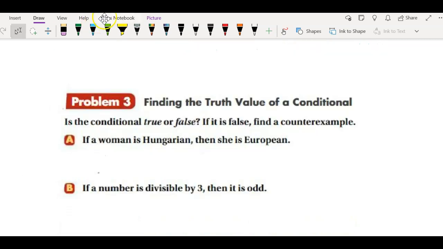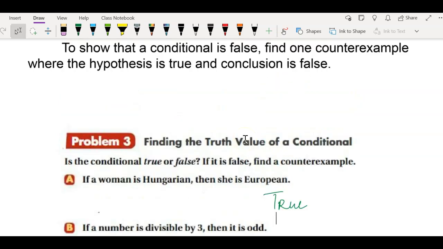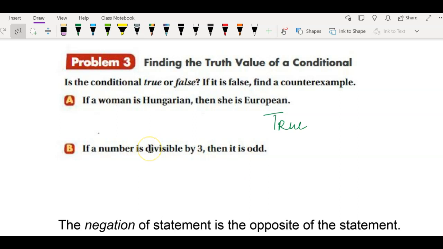So let's take a look at a couple of examples of finding the truth value. If a woman is Hungarian, then she is European. So Hungary is a European nation, so this one is true. If a number is divisible by 3, then it is odd. So this one is false. Why is it false? Because 12 is divisible by 3 and it is even.